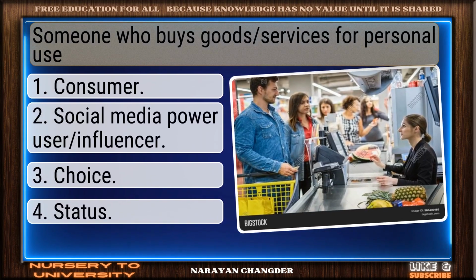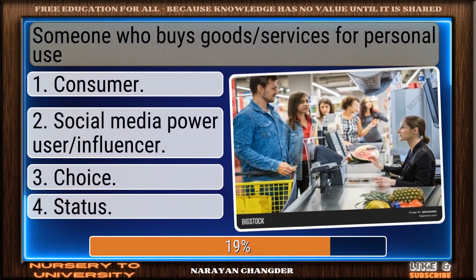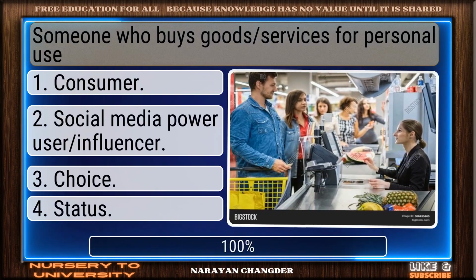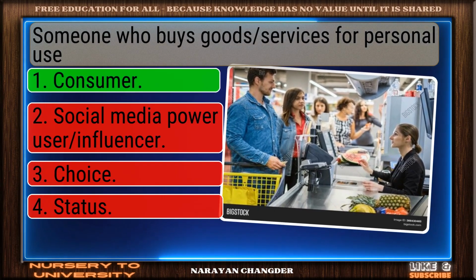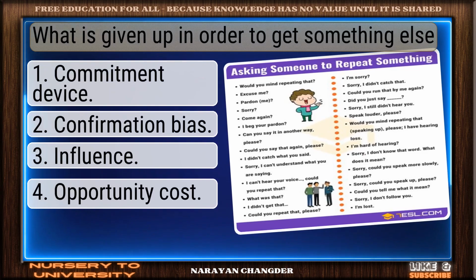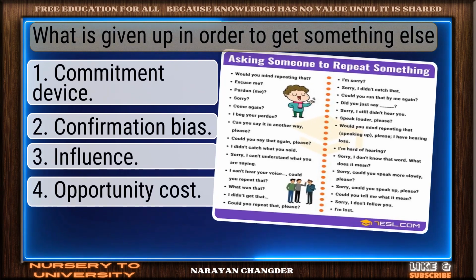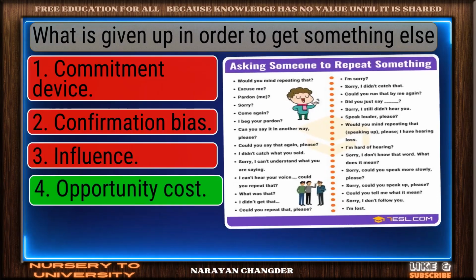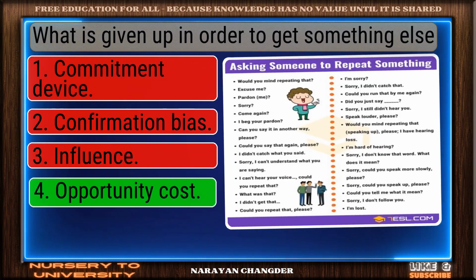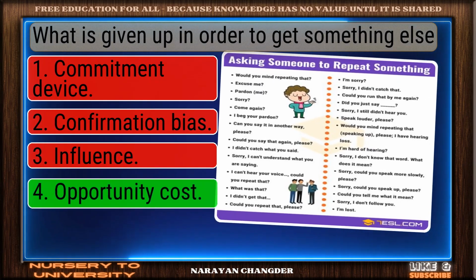Someone who buys goods services for personal use. You chose consumer, and it is correct. What is given up in order to get something else? Well picked. Opportunity cost is the correct answer.